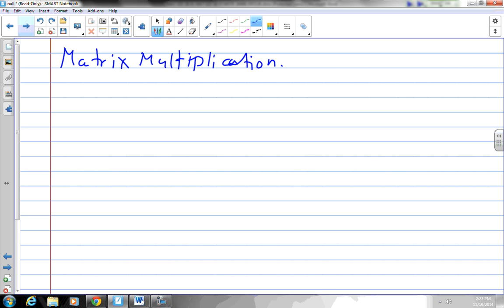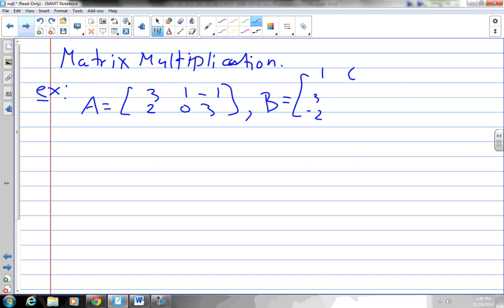Now, the way your book defines the matrix multiplication, I'm just giving you an example of how we multiply. So let's say I have two matrices. A is 3, 1, -1, and 2, 0, 3. And B is 1, 3, -2, 6, -5, and a 4. So here are the two matrices.